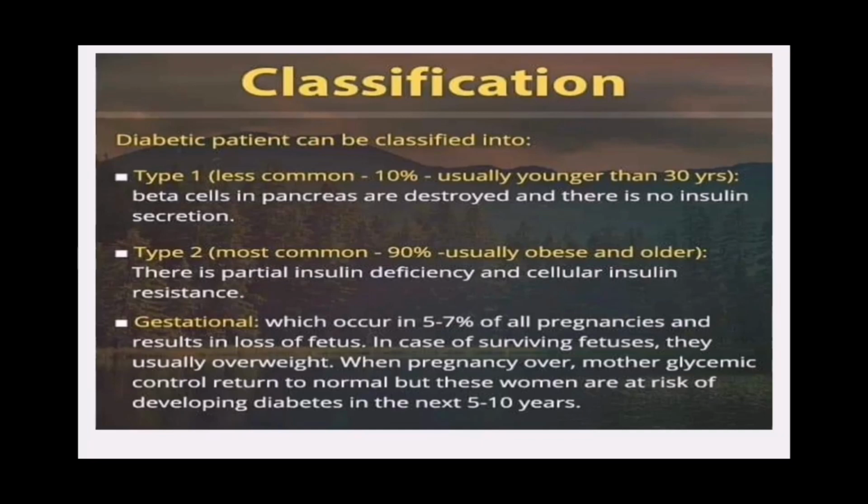Gestational diabetes occurs in 5 to 7% of all pregnancies and can result in loss of the fetus. In case of a surviving fetus, the baby is usually overweight. When the pregnancy is over, the mother's glycemic control returns to normal, but these women are at risk of developing diabetes in the next 5 to 10 years.